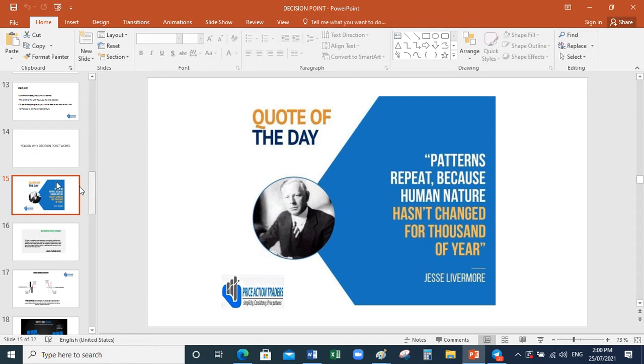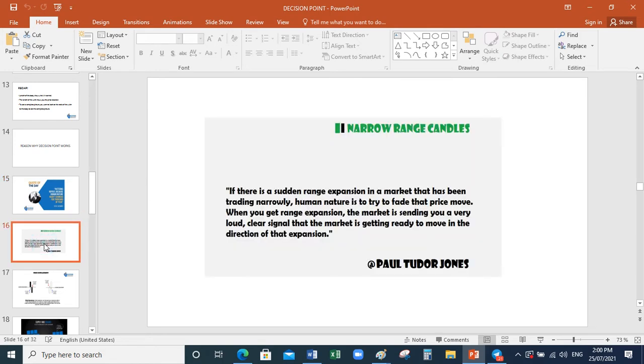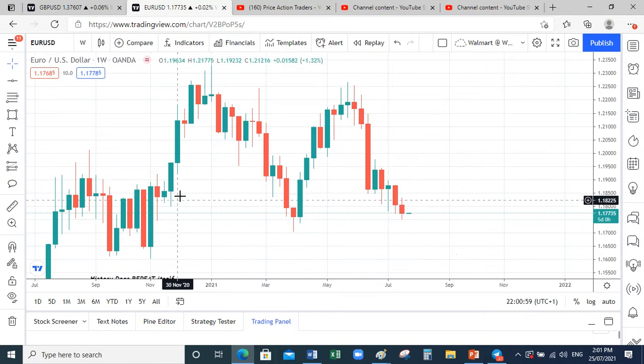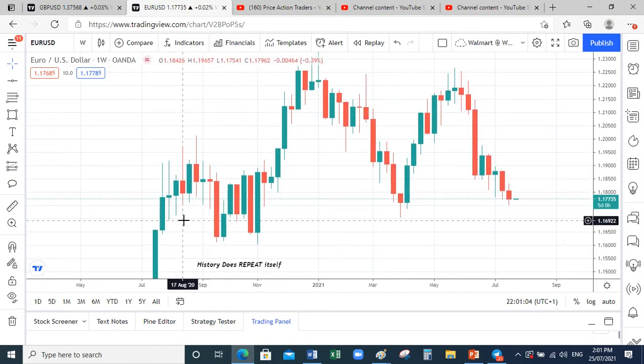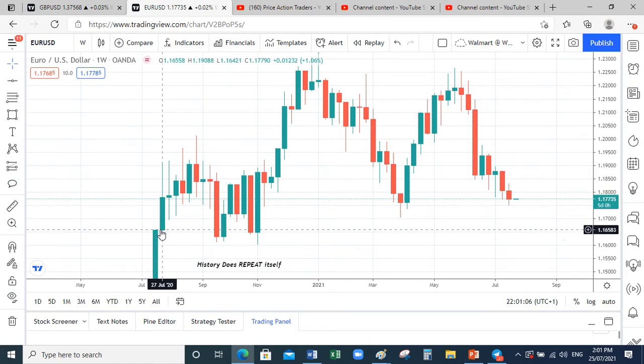Because we are all human beings, we have sentiment being overplayed in the market. So let's see how this plays out in the trade chart. Can you see here? This is the decision point, right?